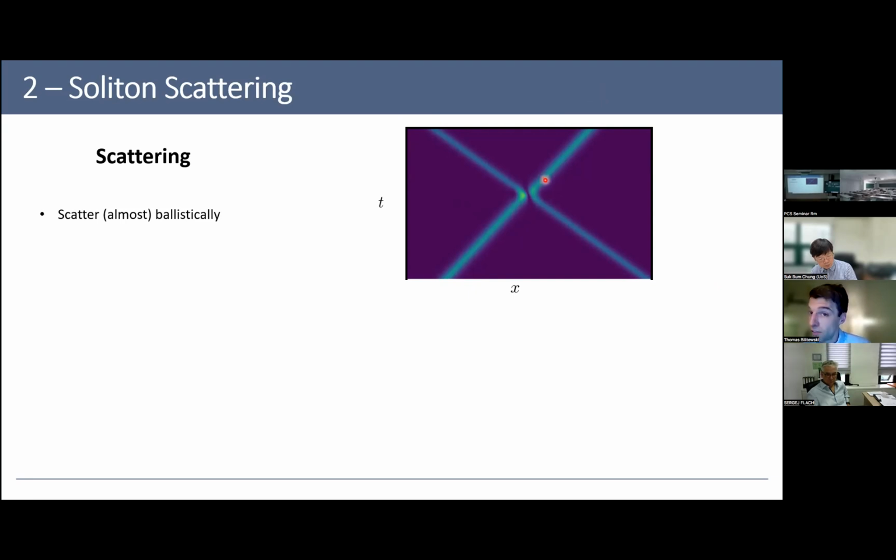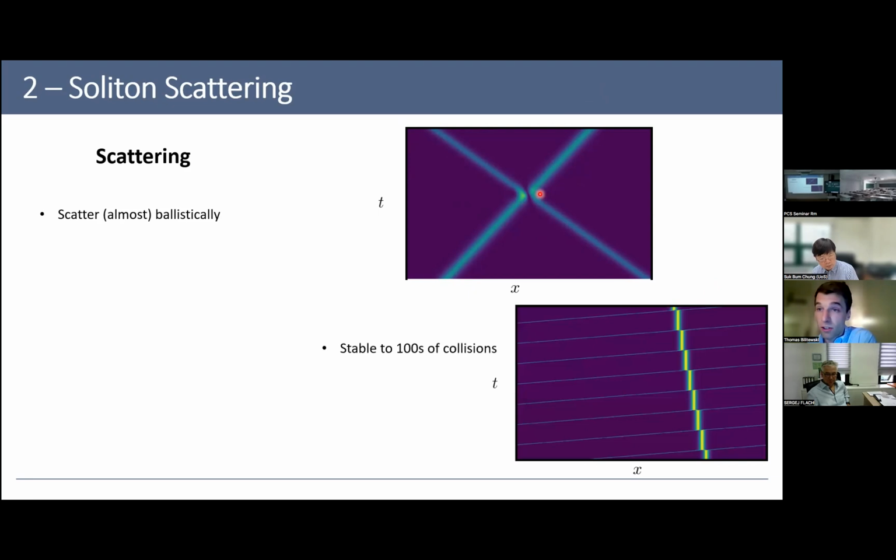And there actually is a phase shift. It's kind of hard to see in this plot, but I'm going to later specifically look at what the phase shift for this collision is. And you could say, okay, maybe I got lucky. They survived one collision, but not many. They actually survived hundreds of collisions.